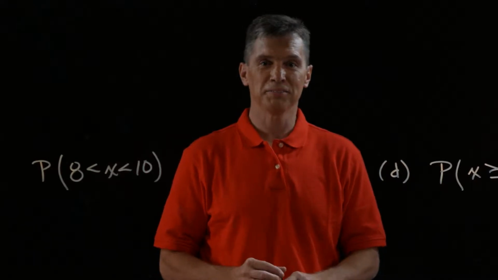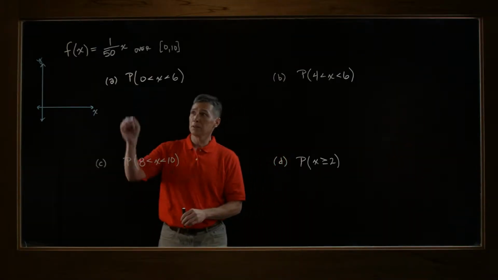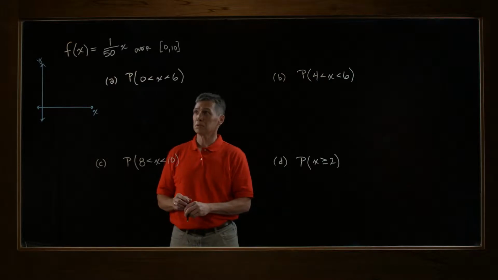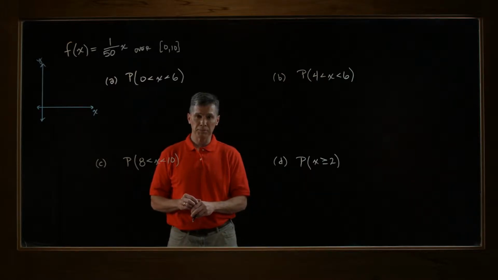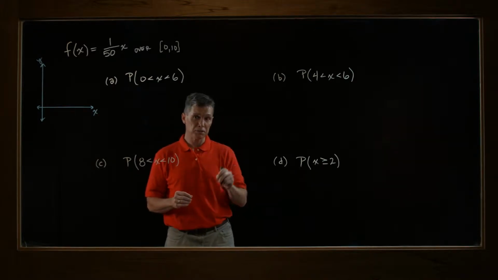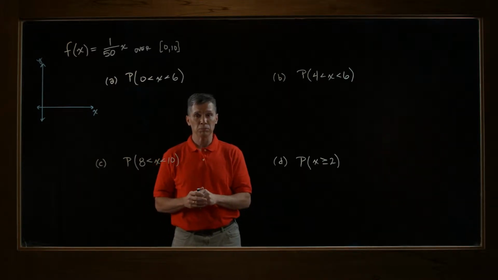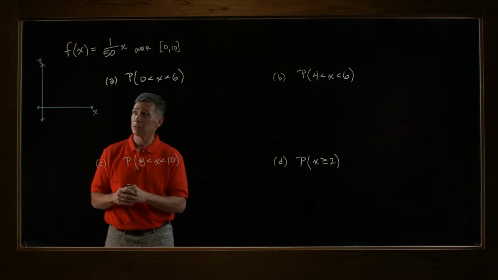Hi, I'm Pat Kelly. In this problem, they give us the probability density function of 1/50th x over the interval 0 to 10. They ask us to draw a graph of the function and then also to find each of these four probabilities. So we'll begin by drawing the graph on our axes here.